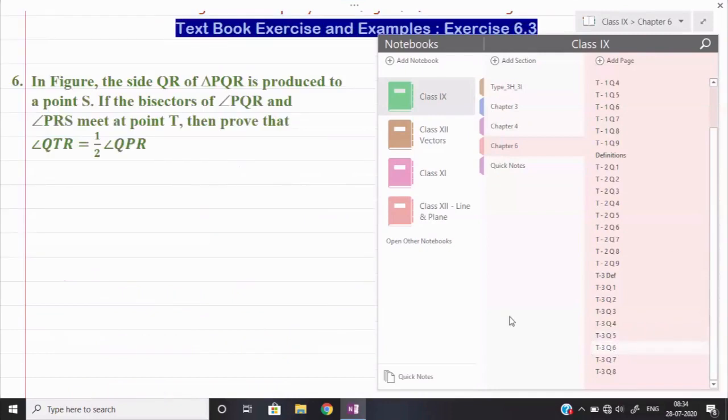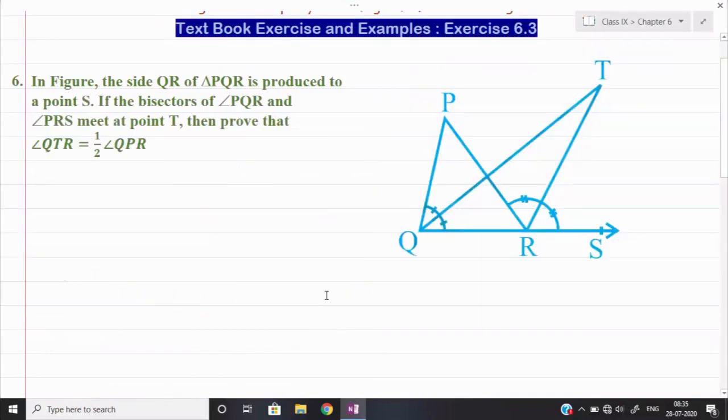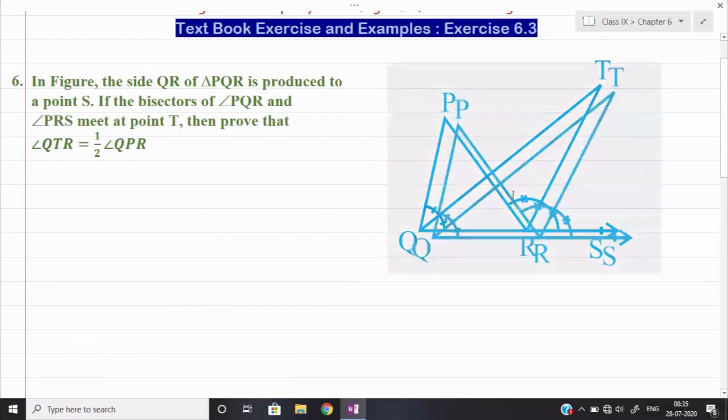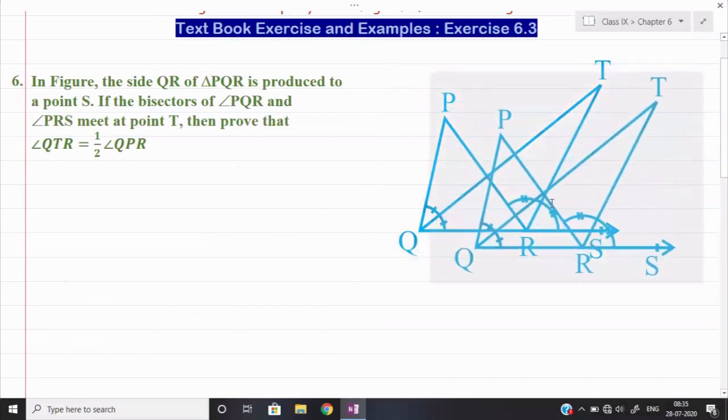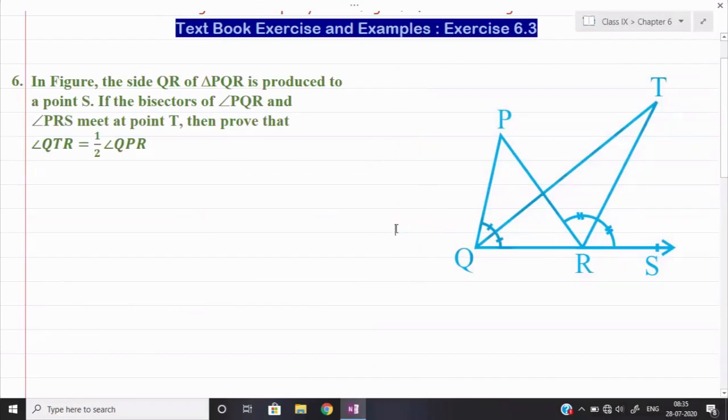I am taking now question number 6. Question number 6 confuses students many times, and when it comes in the examination, at that time it looks very difficult. But if you practice this question 2 to 3 times on your own, then I don't think you will get any problem.